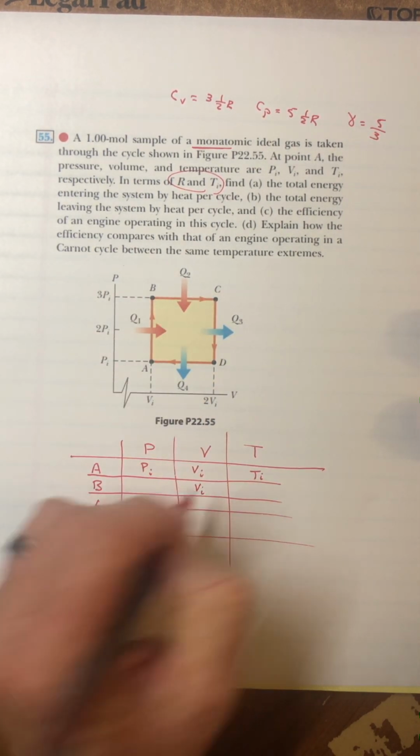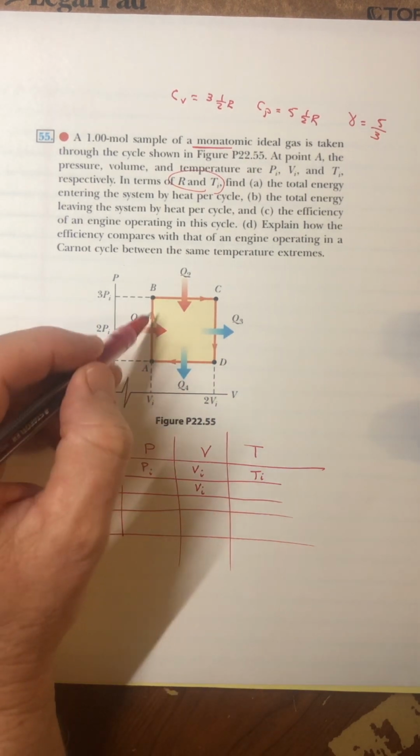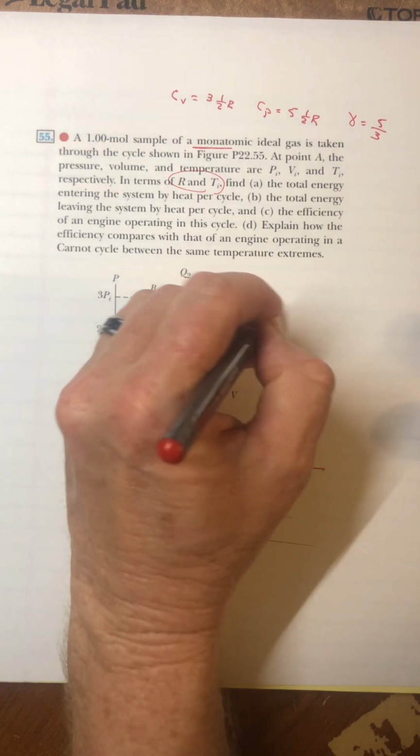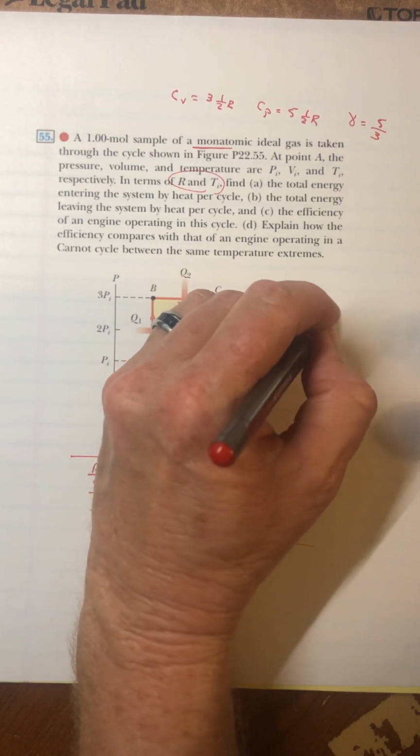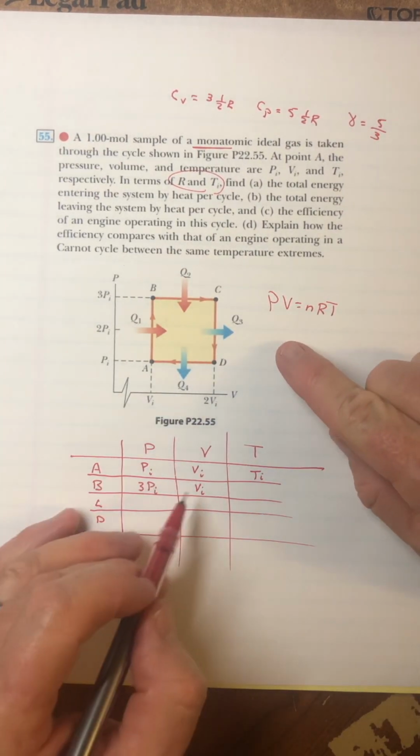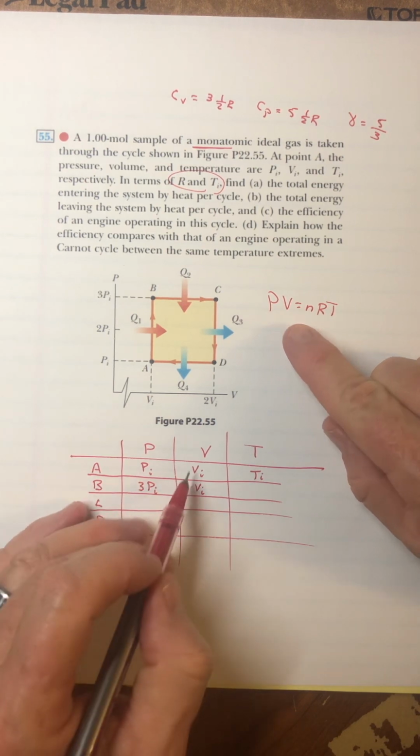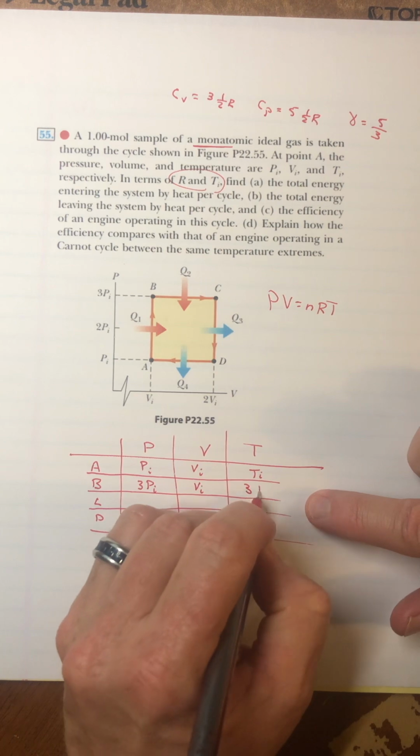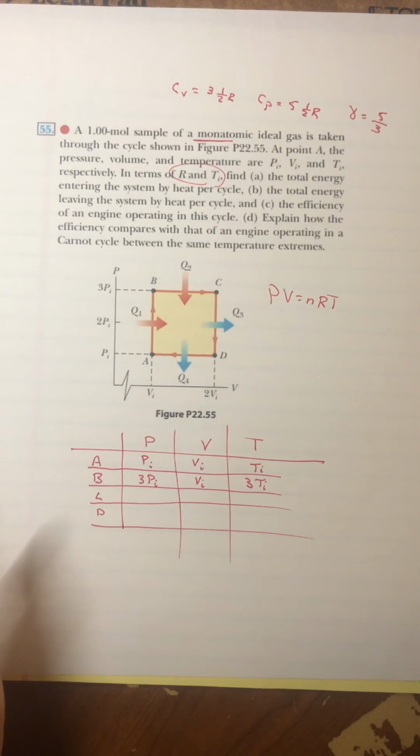So we don't have any numbers to work with, but then clearly as we go to B, we can see that it must be the same volume, because this is isovolumetric, and it's 3 times the pressure. And if we remember that PV equals nRT, if you're comparing A and B and you have the same volume, but this is 3 times the pressure, this must be 3 times the temperature.